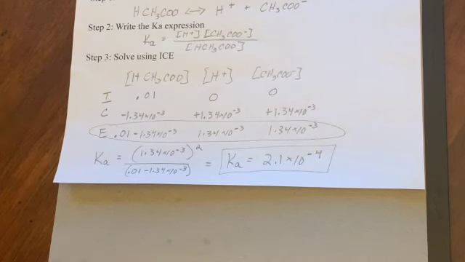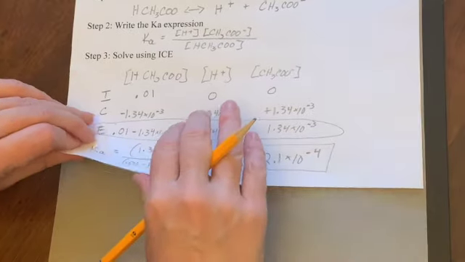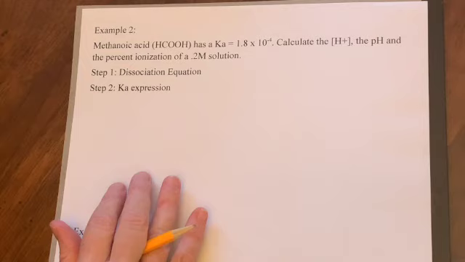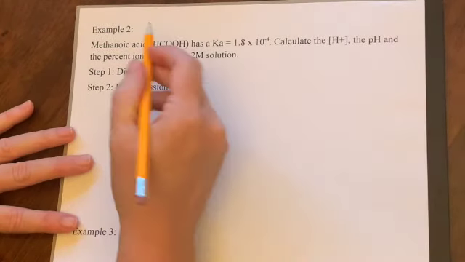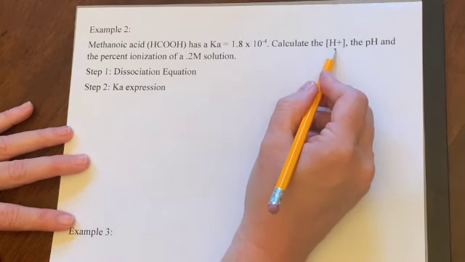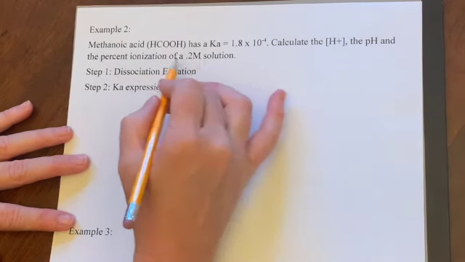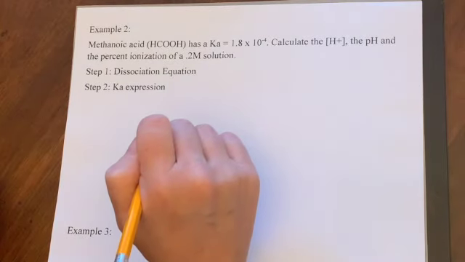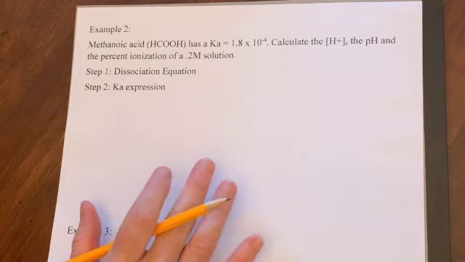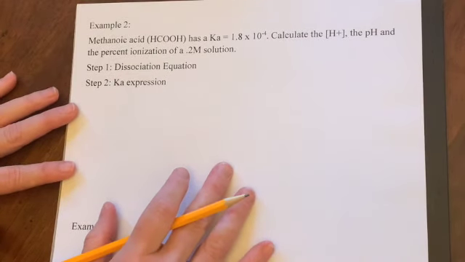Okay, so let's take a look at another one that is going to be a little bit more of a classic. Methanoic acid, which is right here, has a Ka of 1.8 times 10 to the negative fourth. Calculate the hydrogen ion, the pH, and the percent ionization of a 0.2 molar solution. So this is going to be a little bit more of a classic ICE problem. Let's take a look and see what we do with this.